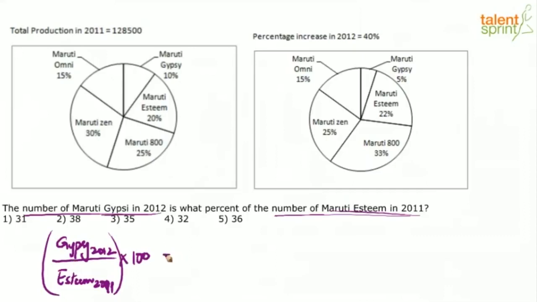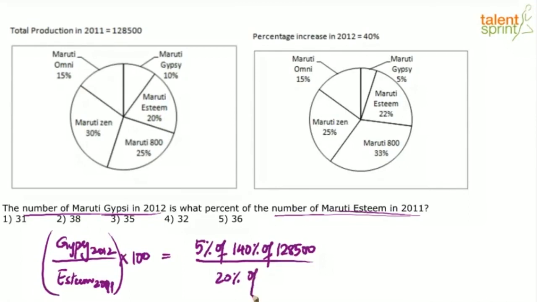So Gypsies in 2012, right? How many Gypsies in 2012? 5%. Don't simplify, that's what I'm saying. Write it as it is, 5% of 140% of 1,28,500 divided by S-Team in 2011. How many Maruti S-Teams in 2011? 20%. 20% of how much? 1,28,500. X by Y into 100. This multiplied by 100.